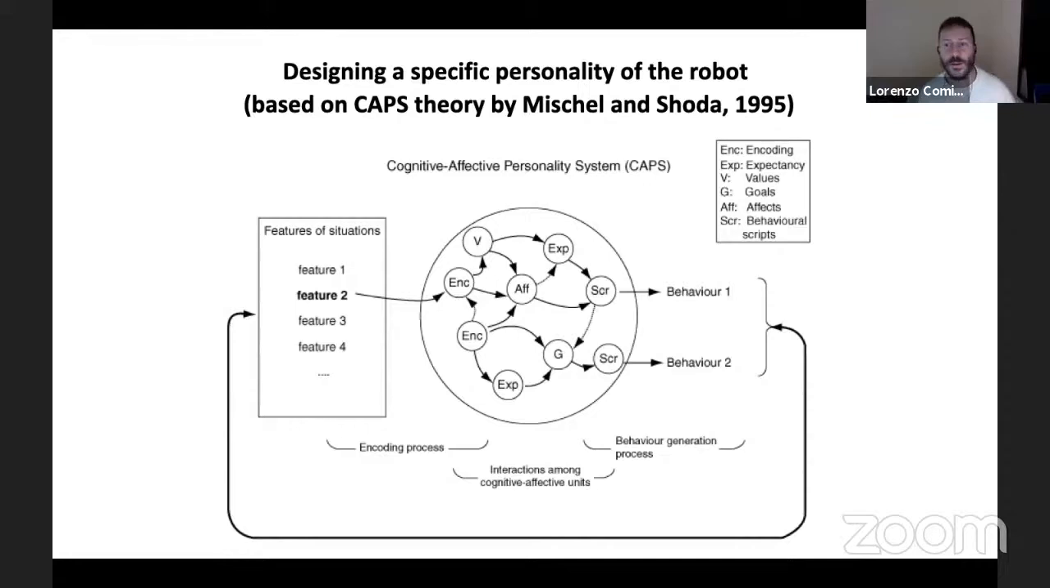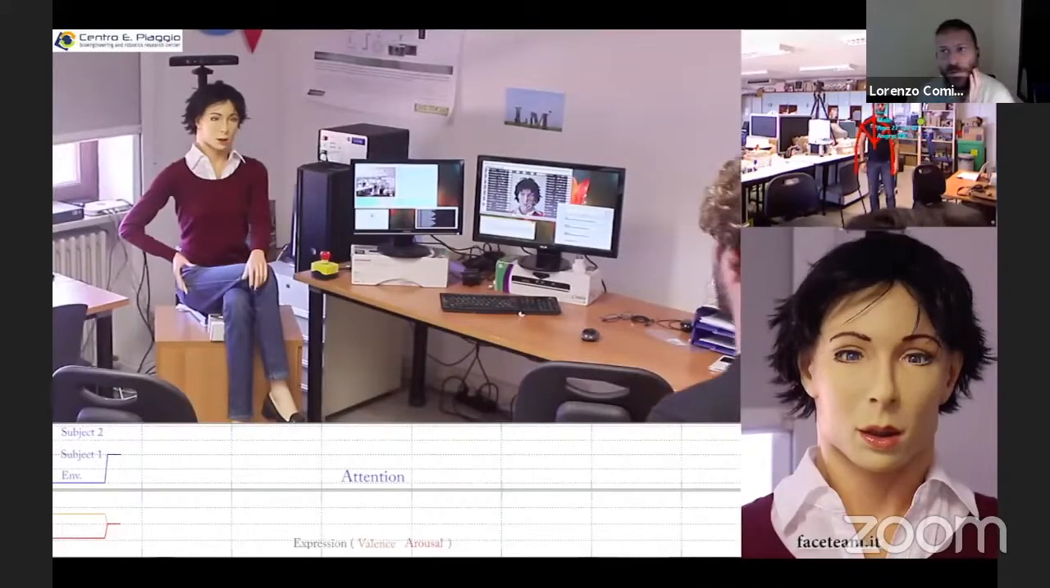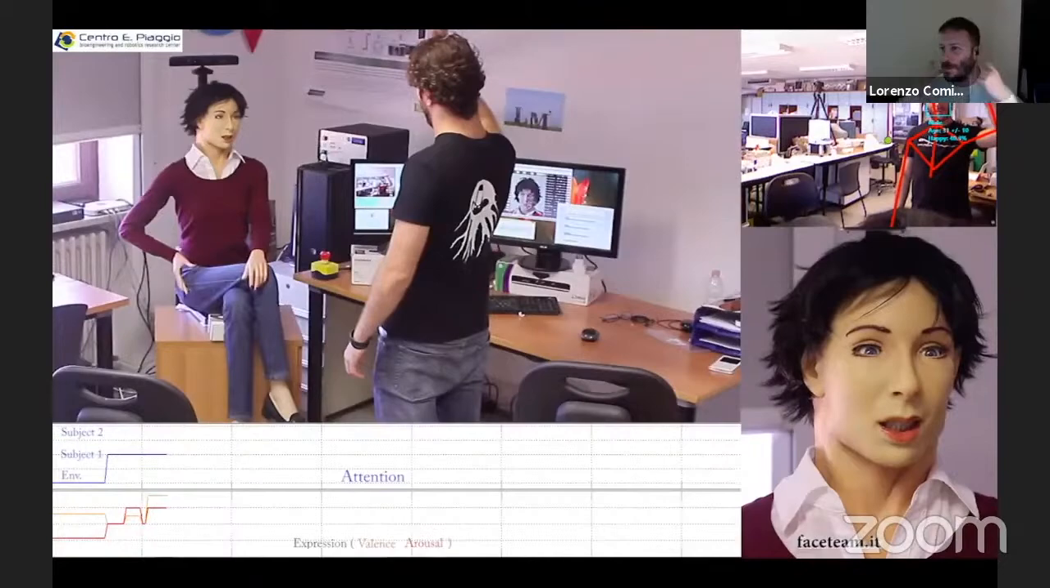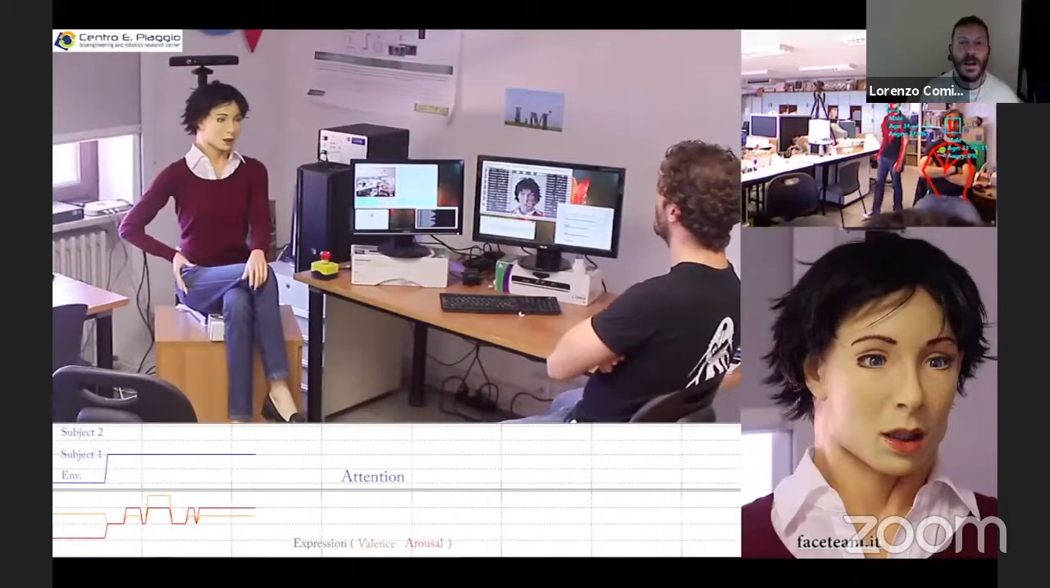And I will also show this video. This is an example of interaction with Face. I am a bit sorry for this movement. It's due to a spring that was too rigid in the neck of the robot. Anyway, you have a bit of vibration, but you can see a typical interaction. This is me entering the room.